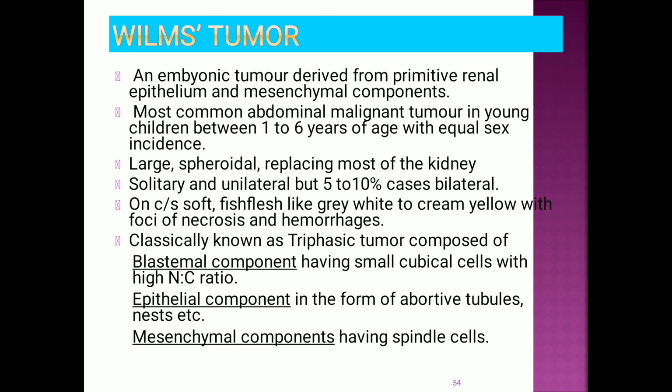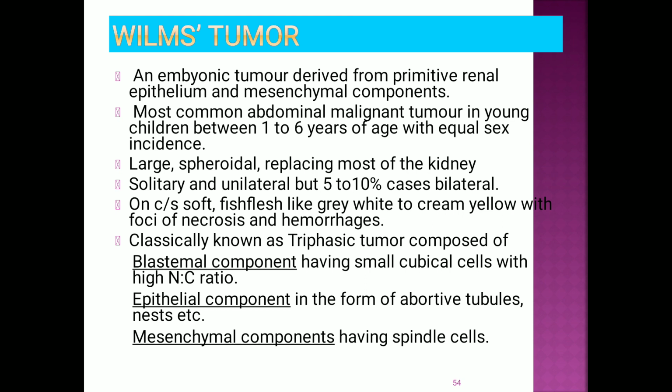Wilms tumor. It is an embryonic tumor derived from primitive renal epithelium and mesenchymal components. It is the most common abdominal malignant tumor in young children between 1 to 6 years of age, with equal sex incidence. Grossly, it is large and spheroidal, replacing most of the kidney. Solitary and unilateral, but 5 to 10% of cases are bilateral. On cut section, it is soft, fish-flesh-like, grey-white to cream-yellow, with foci of necrosis and hemorrhage.